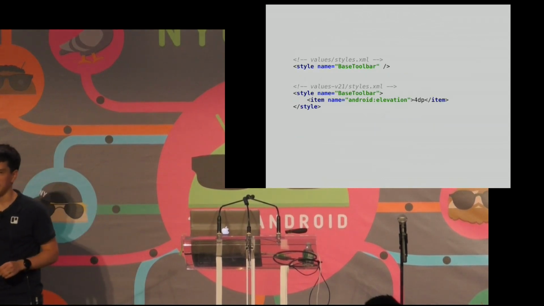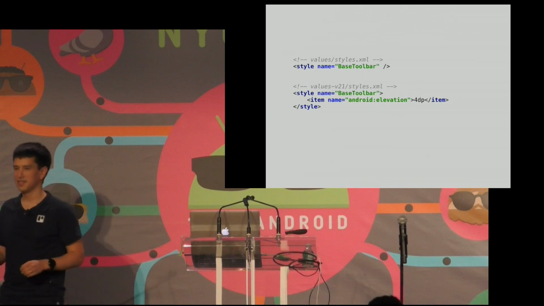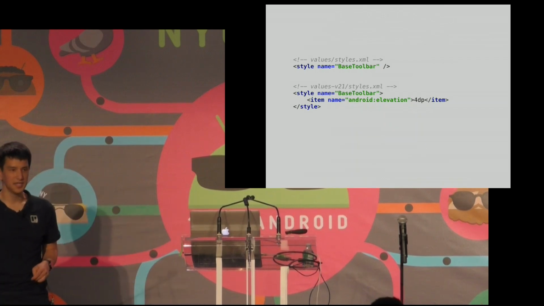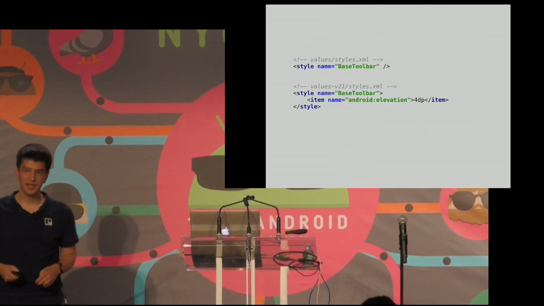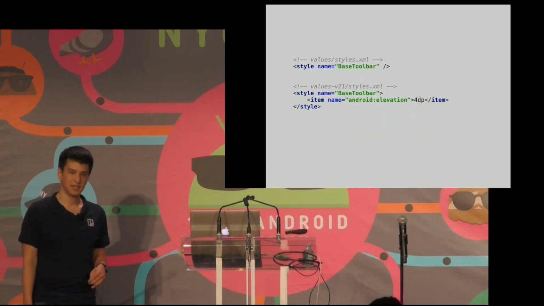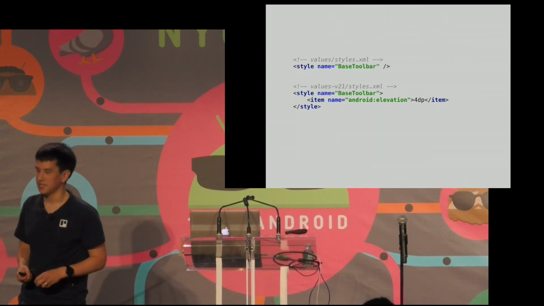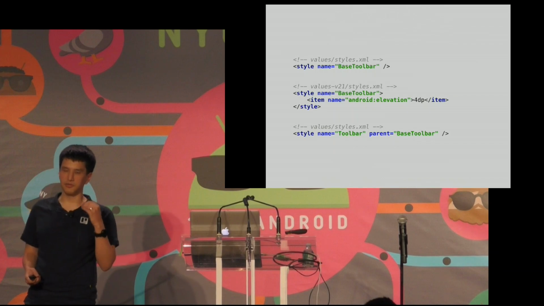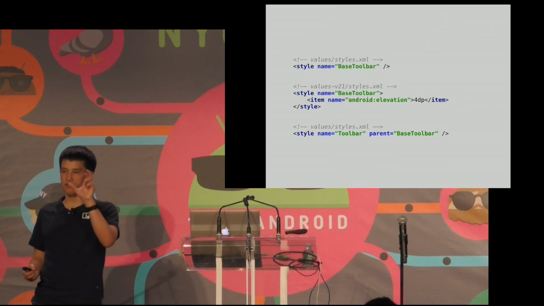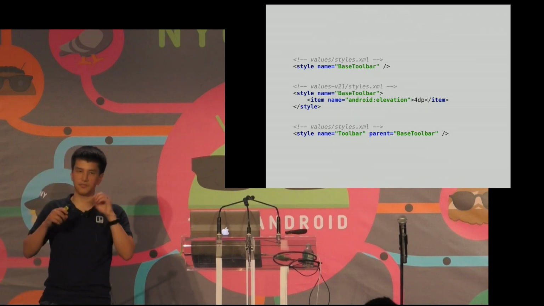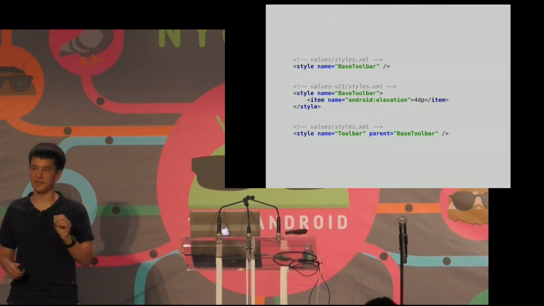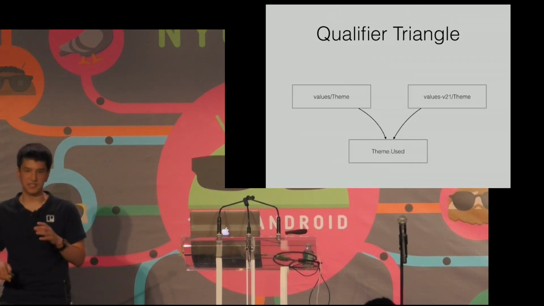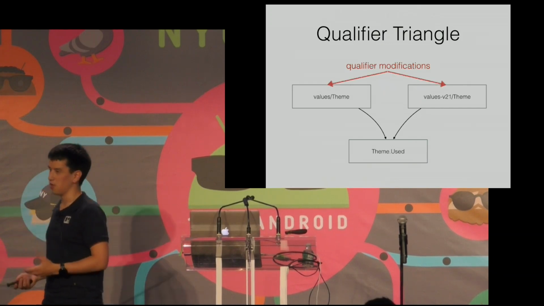This can get a little more complicated if you abuse this with inheritance. So suppose I've got this theme that I'm going to call base toolbar. The reason I've got base toolbar is because Lint is yelling at me that elevation only exists on 21+. And so by default, it has no attributes in it. And then on 21+, I'm going to have an elevation applied to it. And then I can define my actual use toolbar. And it will actually trace through the inheritance and pick the correct parent when using the theme. So another way to look at this is to think of it as like a triangle. I've got these two base themes that have modifications based on the qualifiers that I've given to it.